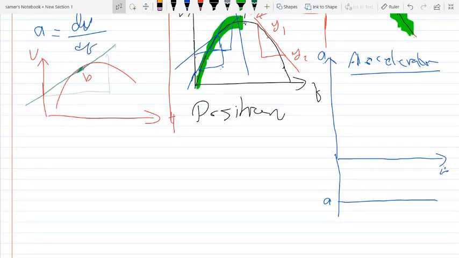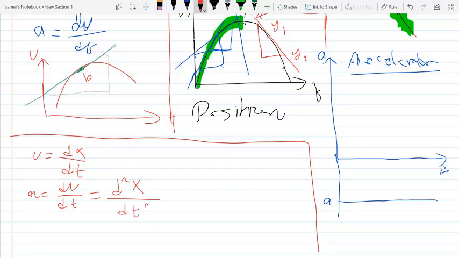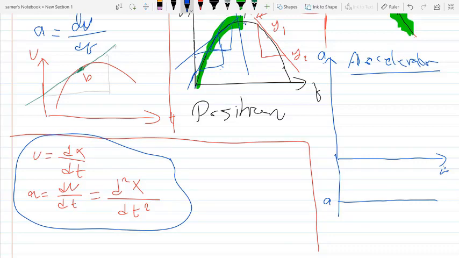Now let's summarize what we have learned here about the relations. Till now we know that v equals dx by dt and a equals dv by dt, which is d2x, the second derivative of the position with respect to time. These are the two important relations that we learned so far.